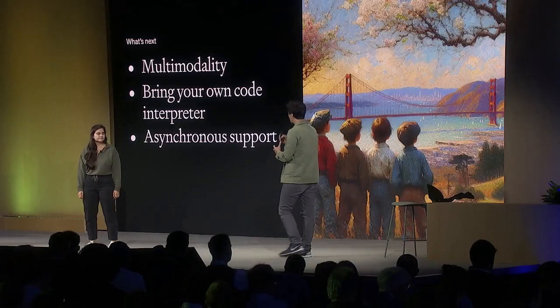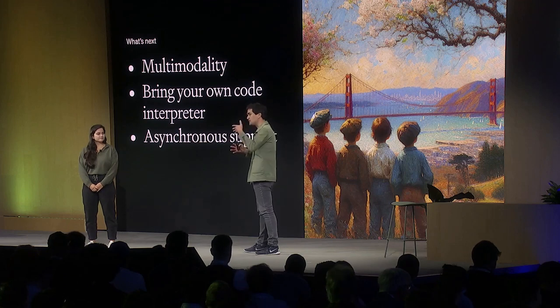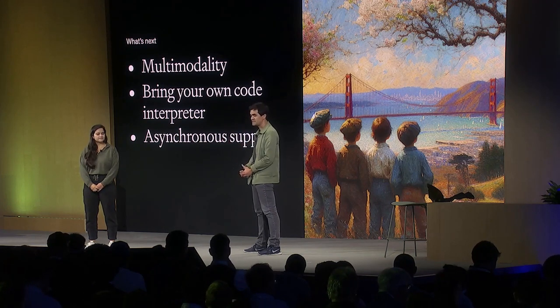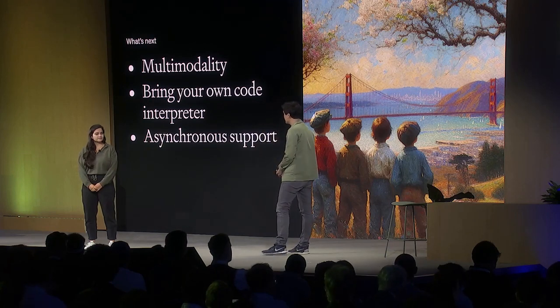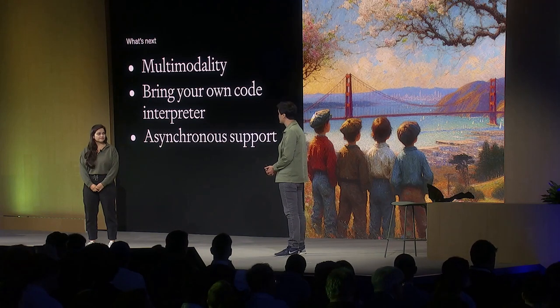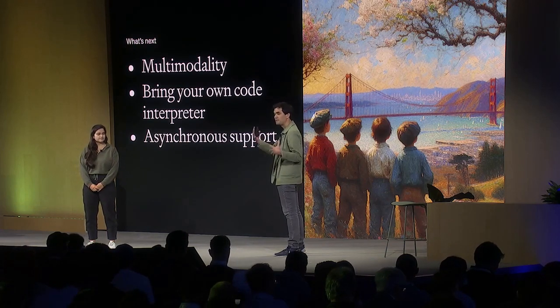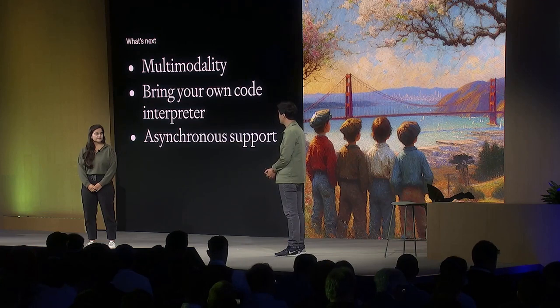So that was a lot, but there is a lot more coming soon. We plan to ship many new improvements to the Assistants API in the coming month. Number 1, we want to make the API multimodal by default. It should be able to accept and generate images and audio files. Number 2, we want to allow you to bring your own code execution, so you can execute on your end the code that was generated by the assistant. A third big feature that we want to ship soon is asynchronous support with WebSockets and webhooks to make it easier for real-time applications to use the API.